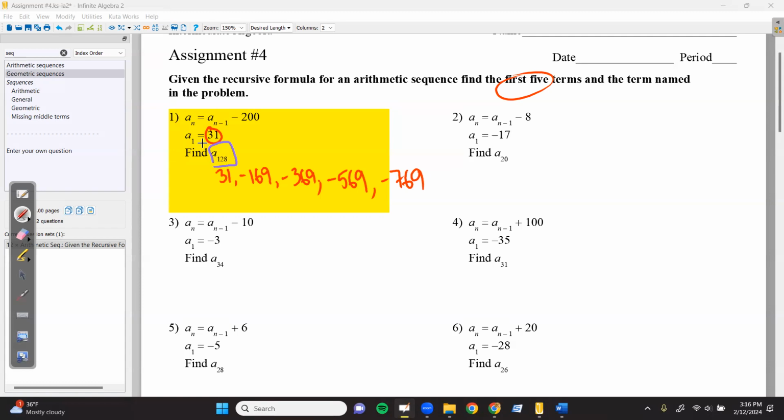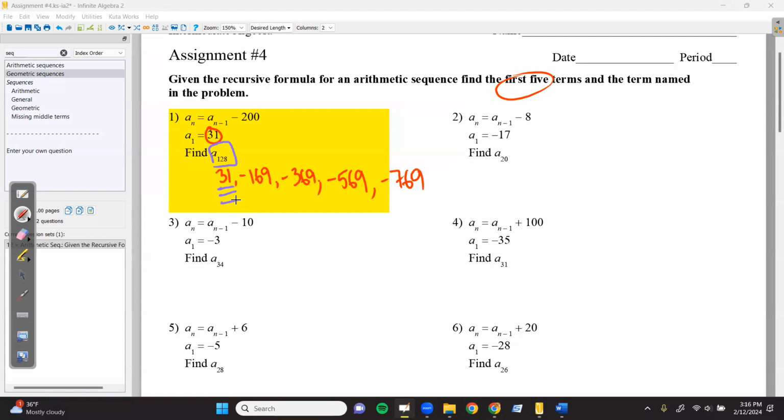To the 128th platform. There's a bunch of platforms, and every platform is a different term in a sequence. So I start right here on the first platform. How many times do I have to jump to get up to the 128th?